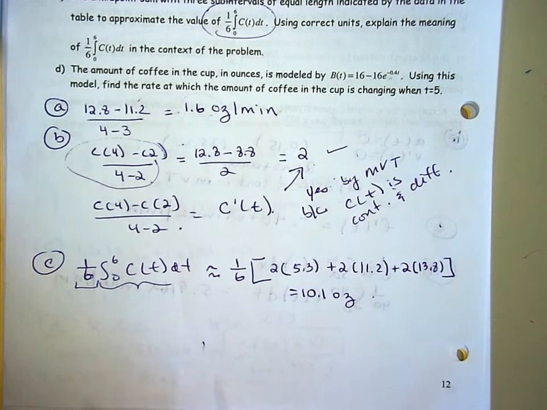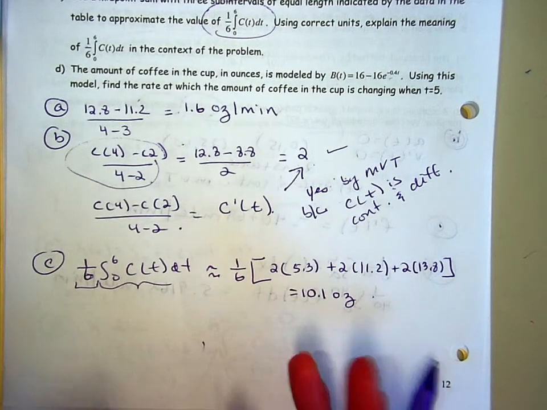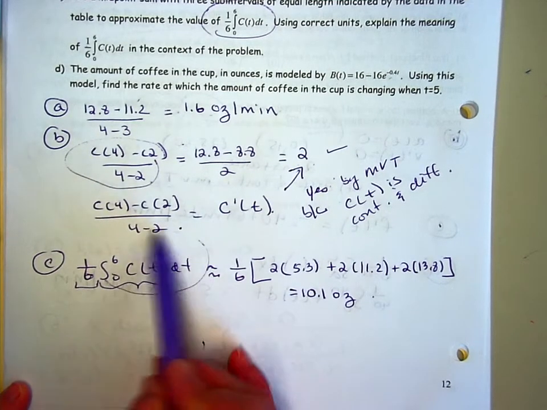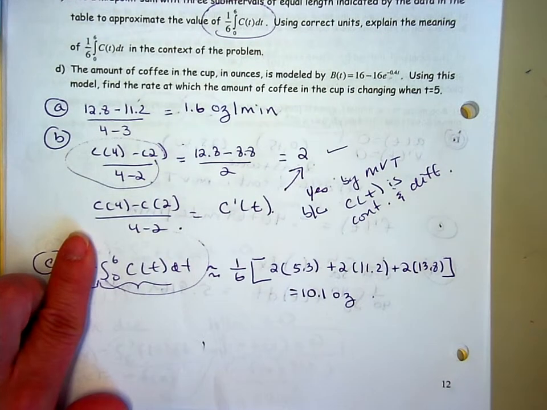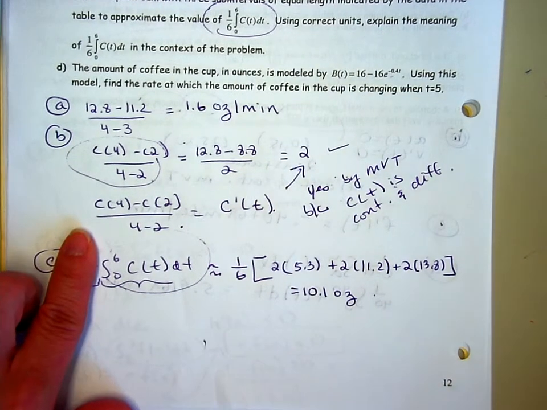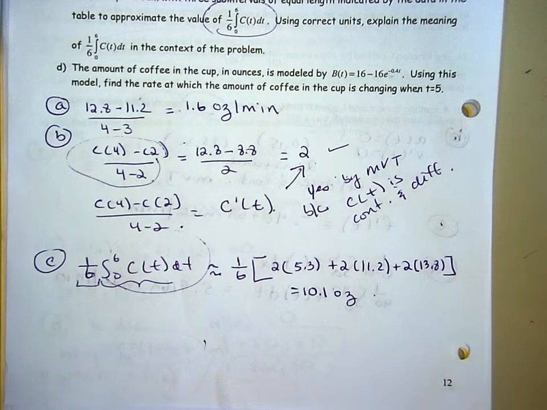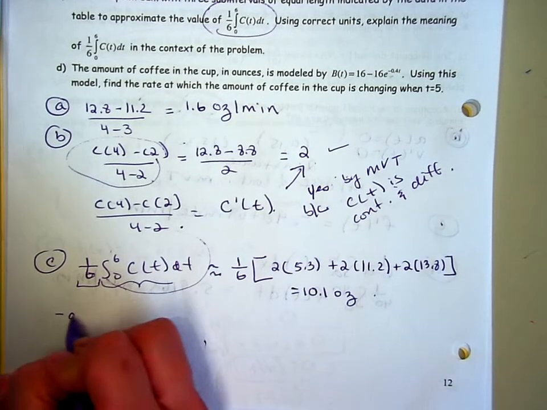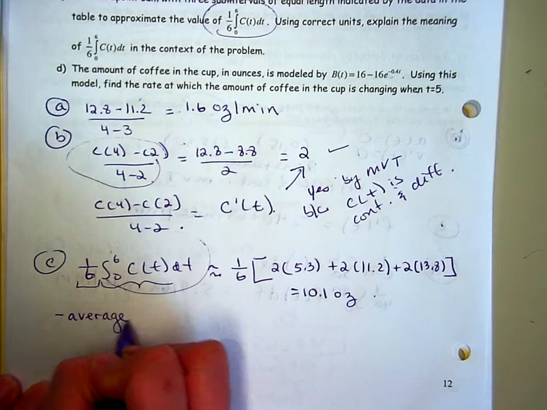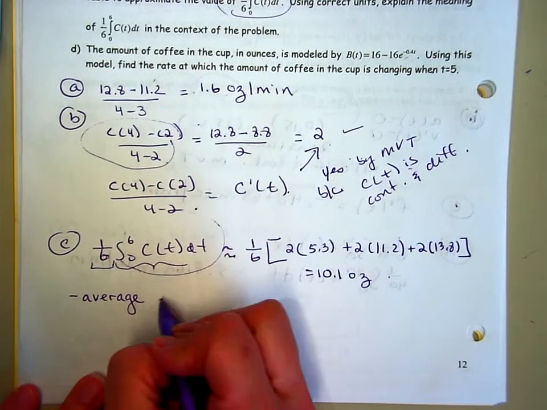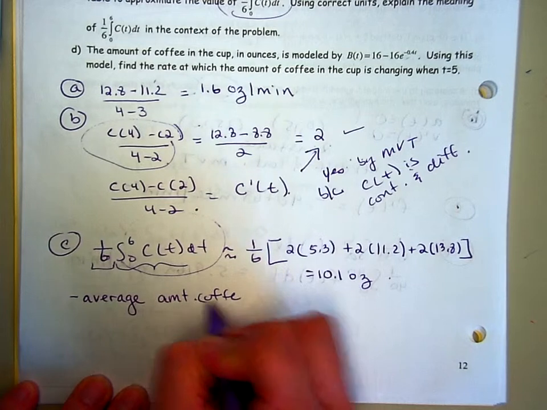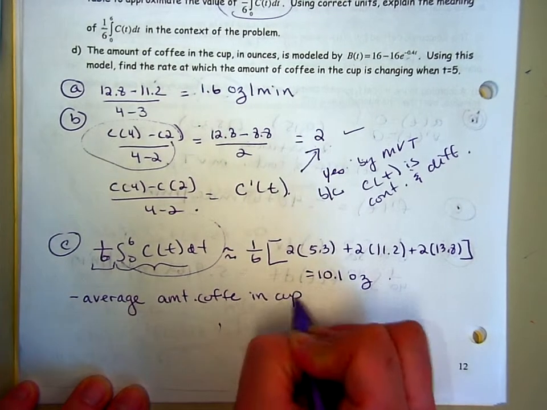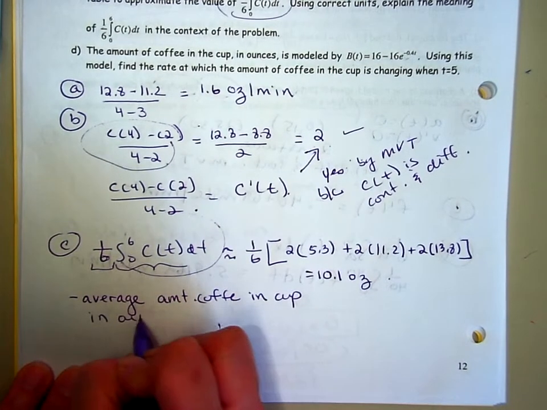And then they want you to explain what this means. So this is the amount of coffee. So if you just did the integral, that would be the total amount of coffee in the cup. But what does that 1/6 do? That gives you your average. So you need to make sure that your explanation has that word average. So this is the average amount of coffee in the cup. Again, use units in ounces.